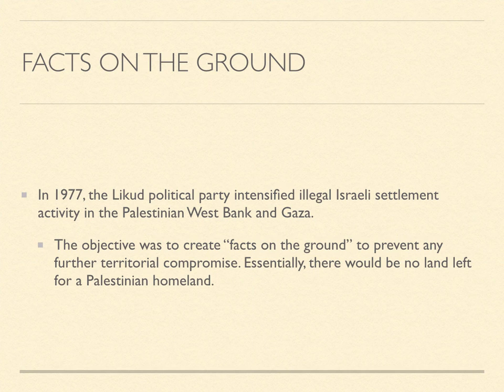The objective of the Likud party was that they wanted to create facts on the ground, facts that would prevent any further territorial compromise. Essentially, there wouldn't be any land left for a Palestinian homeland if it was all occupied by Jews in their settlements.